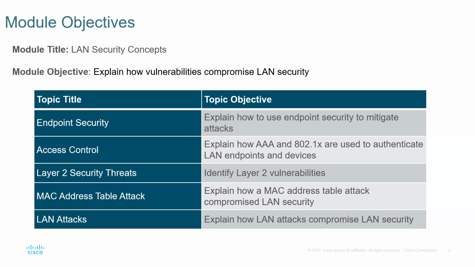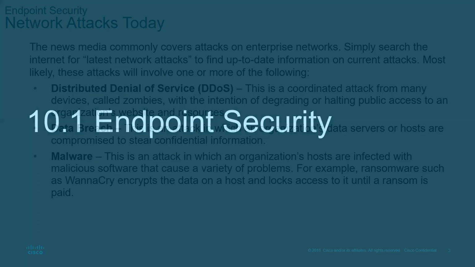Now, in this one, we'll focus on endpoint security, how we use endpoint security to mitigate attacks. We have access control, who gets access to the network. Basically, layer two security threats. We'll discuss the type of threats that we have and mitigation. How do we prevent or protect the network from those attacks? Getting into it now, endpoint security.